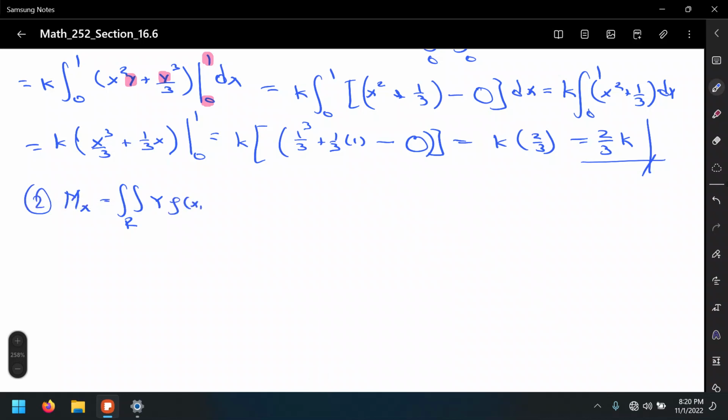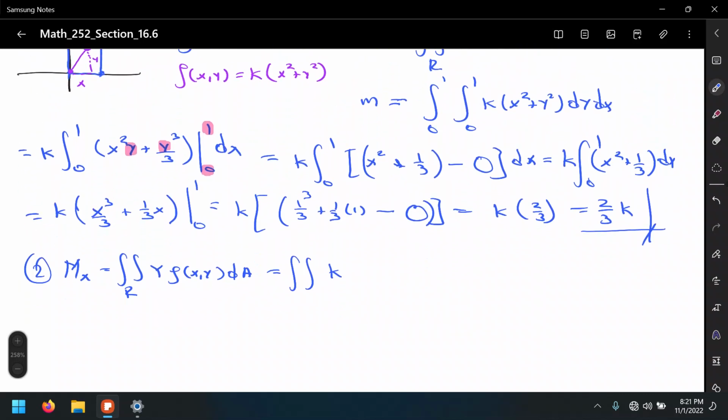And that's rho of x, y. Again, we're going to use the same rho of x, y, dA. In this case, that's going to be the double integral of k times x squared plus y squared, times y, which is the y from the integral, dy dx. We can go dy dx because we are integrating over the same region.